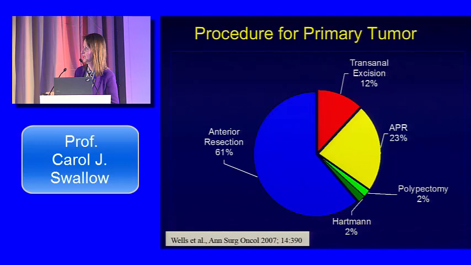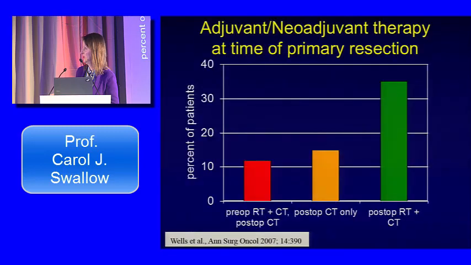Most of them had had an anterior resection for their primary tumor, but there was a smattering of other types of procedure. And about 50% total had had some adjuvant therapy at the time of their primary. About 40% had had radiation previously.